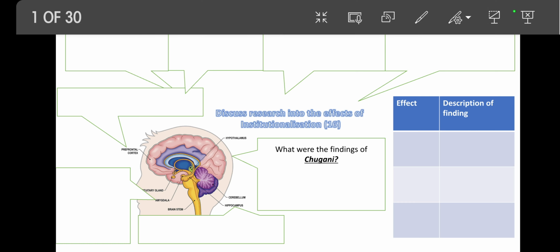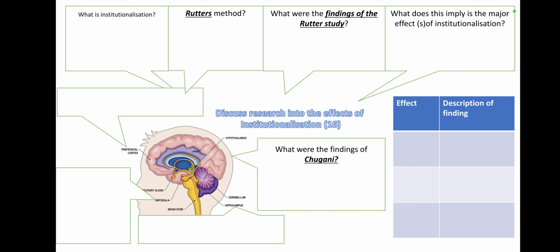Okay, so if you could get in front of you, please, the summary sheets that you've been provided with by the substitute teacher. What you'll see in the centre of this sheet is that this is basically a plan of how you would go about creating the AO1 content for the following question. So this is discuss research into the effects of institutionalisation for 16 marks. As I've just said, all this material is only AO1. We'll look at the AO3 in a short while.